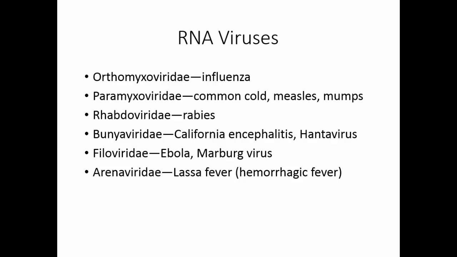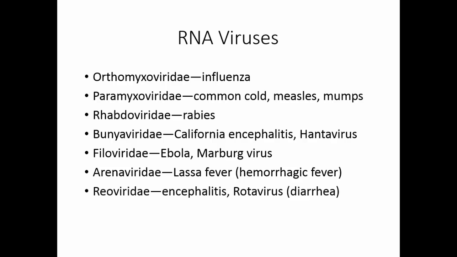Arenaviridae houses a virus that causes Lassa fever. Lassa fever is only seen in one particular location, Africa, the Lassa Valley. This is a hemorrhagic fever, so it's sort of like Ebola. And Reoviridae have viruses that cause encephalitis. Also, the rotavirus is here, and rotavirus causes diarrhea, particularly in young animals, including children.